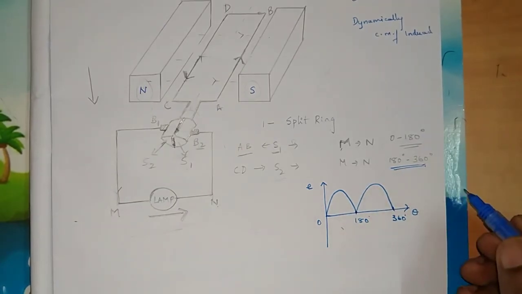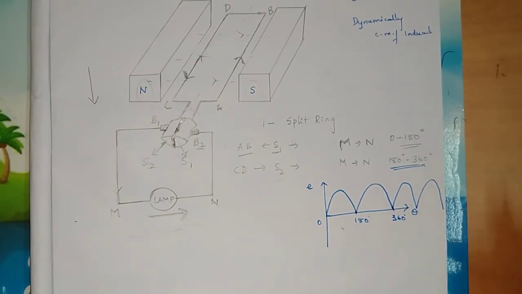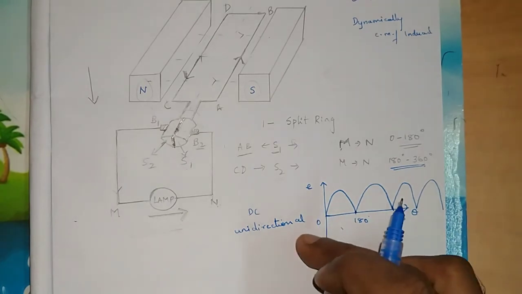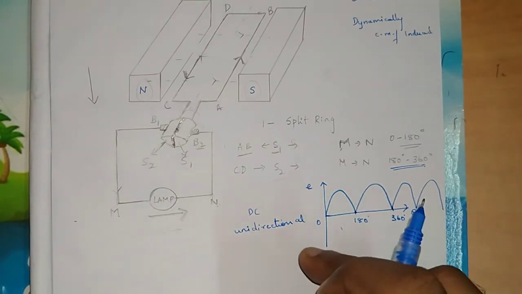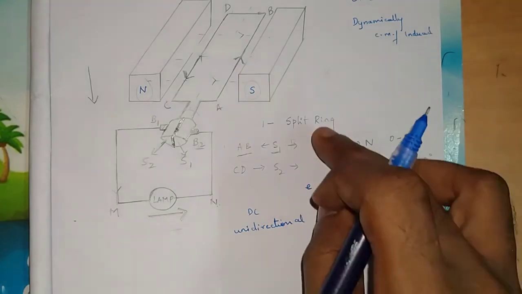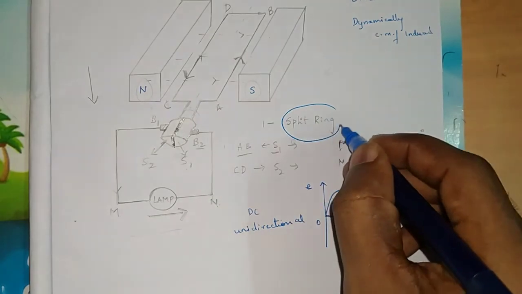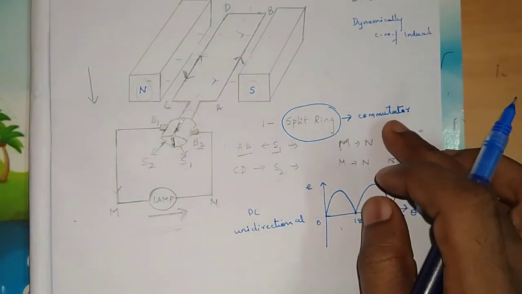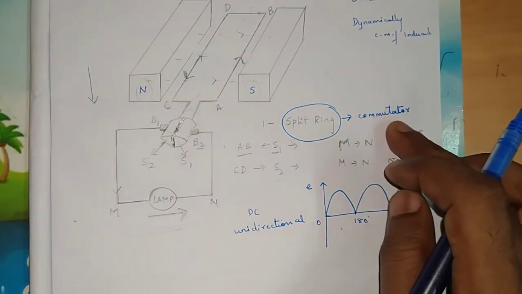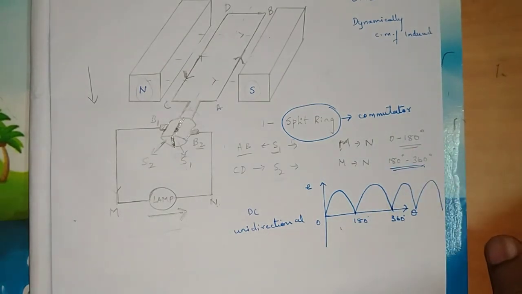So in the same way, if you continue the rotation, you will get this kind of waveform. So this is nothing but DC waveform. This waveform is called a unidirectional DC waveform. So this is how you are going to convert AC to DC by using a split ring in the place of two slip rings. This split ring is called a commutator. So commutator is nothing but what is used to convert AC to unidirectional DC voltage. So this is about the working principle of DC generator.